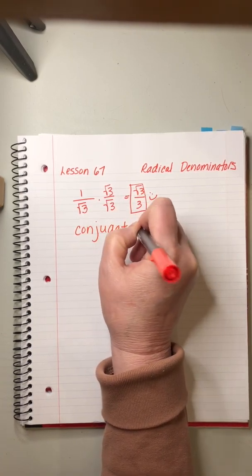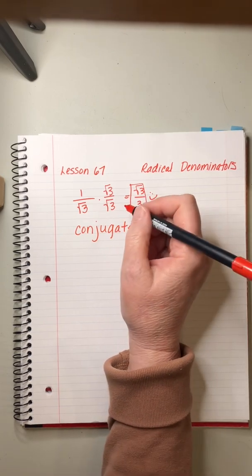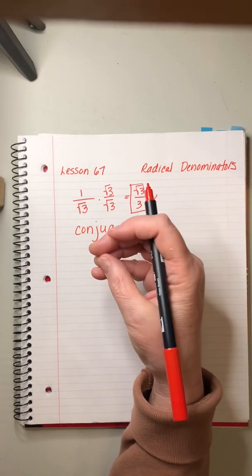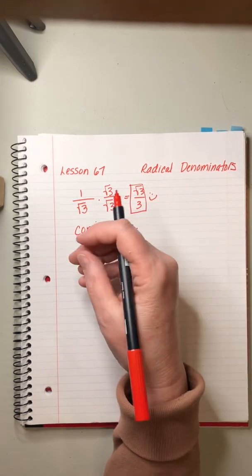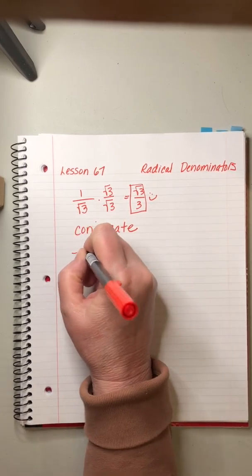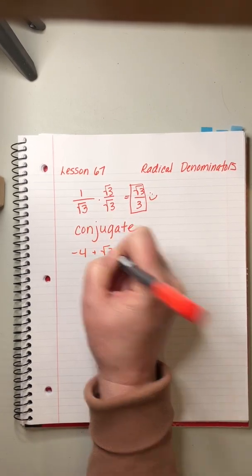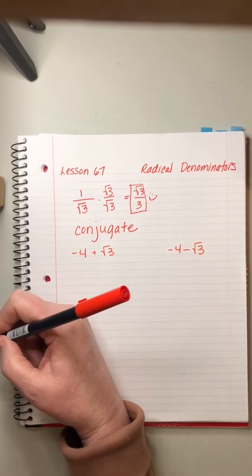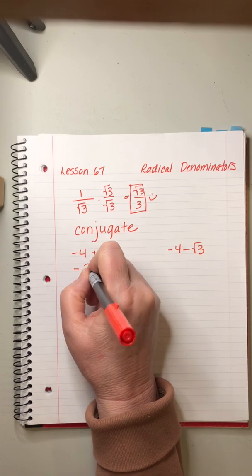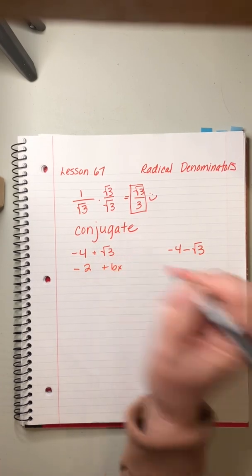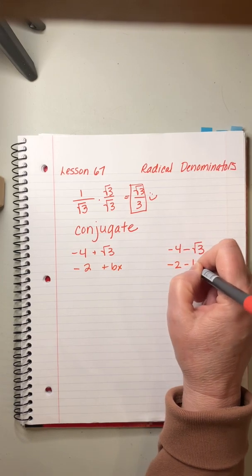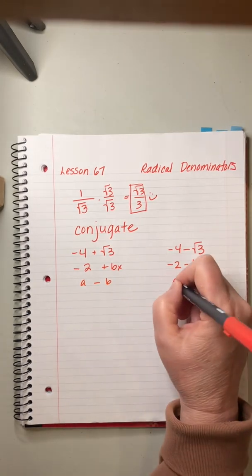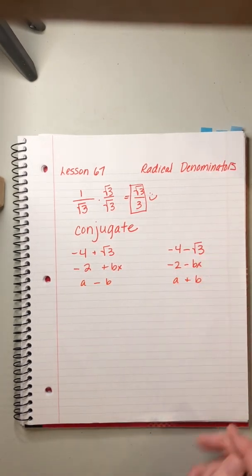Conjugate. A conjugate is kind of like a reciprocal in that it defines a pair of expressions that go together and that have special properties. Let me show you an example. Minus 4 plus the square root of 3. Its conjugate is minus 4 minus the square root of 3. Minus 2 plus bx. Its conjugate is minus 2 minus bx. A minus b. Its conjugate is a plus b. I think you see the pattern.